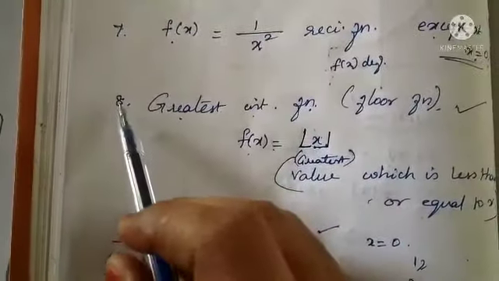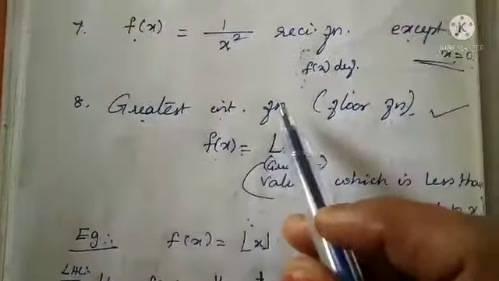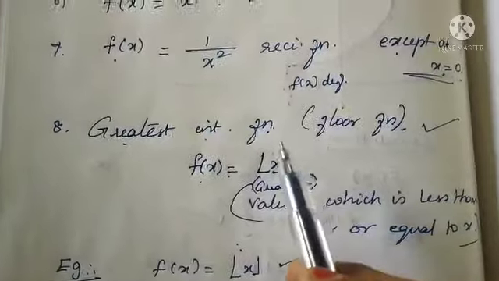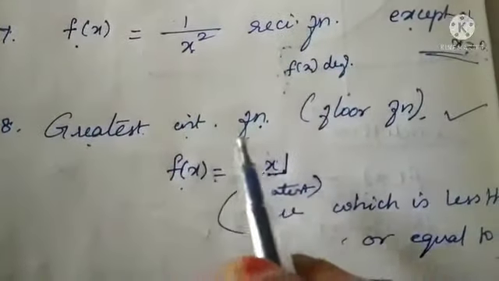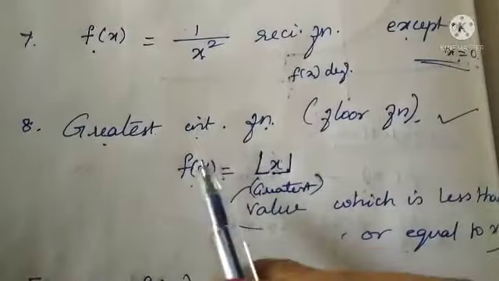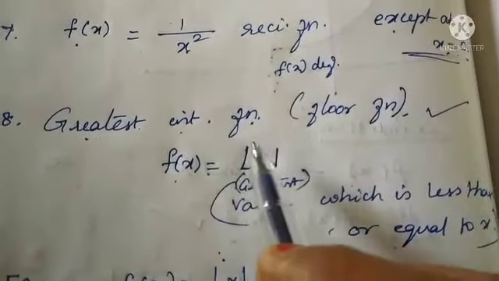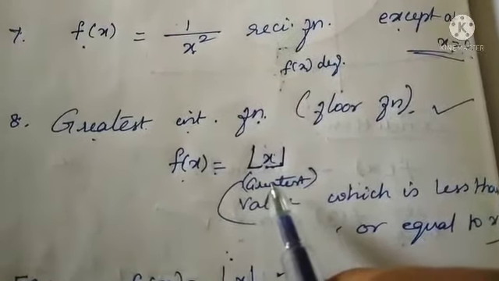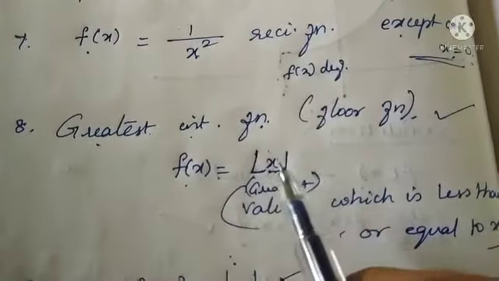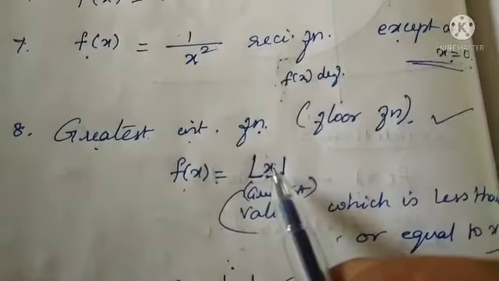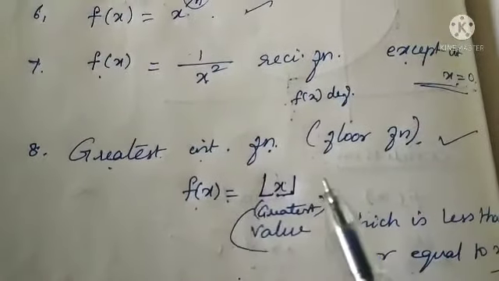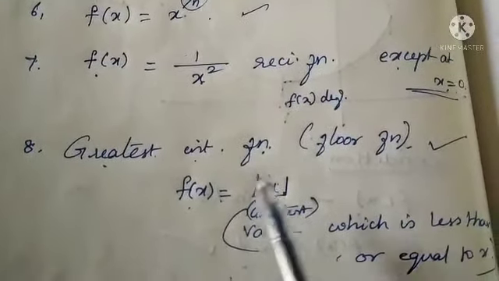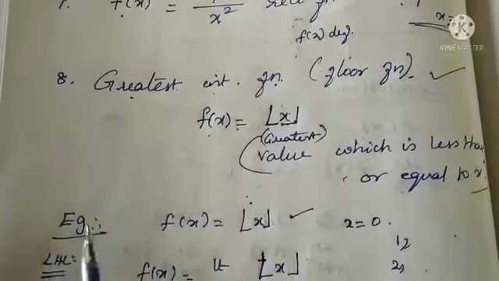Let us see the eighth point, greatest integer function. Let us check whether the greatest integer function is continuous or discontinuous. Another name for greatest integer function is floor function. We express it using the symbol floor of x. See the definition: greatest integer function means you have to choose the greatest value among the values less than or equal to x. Let's see with an example.